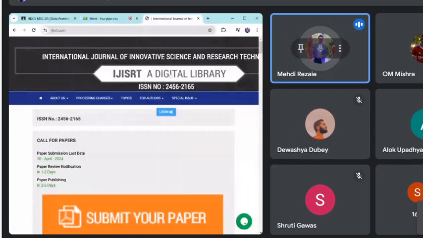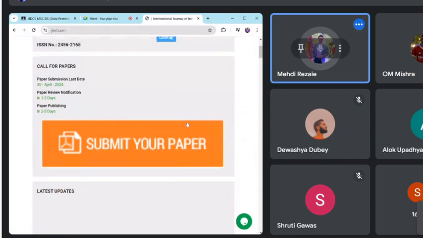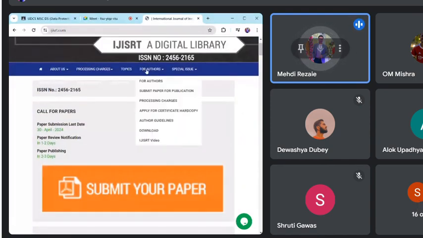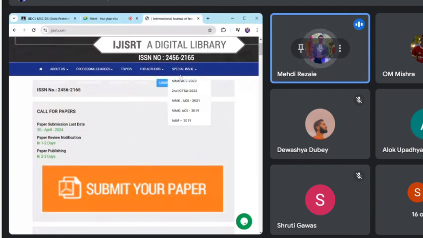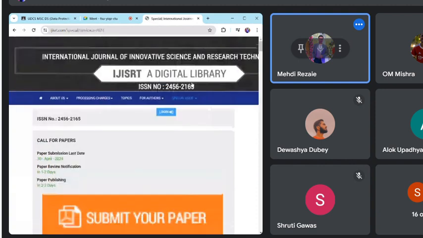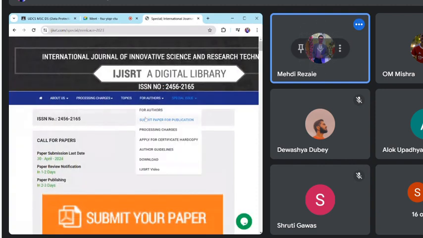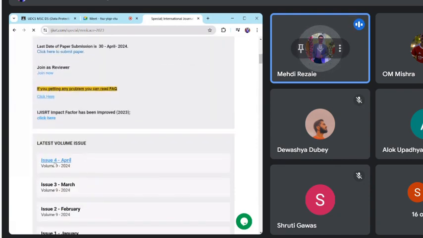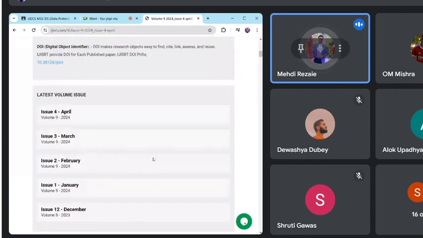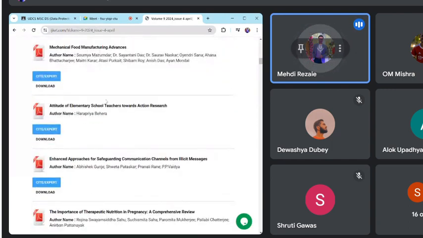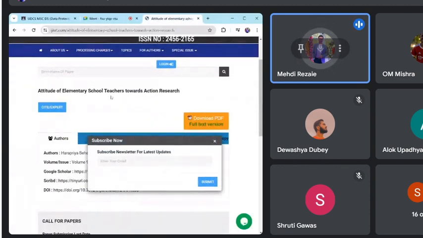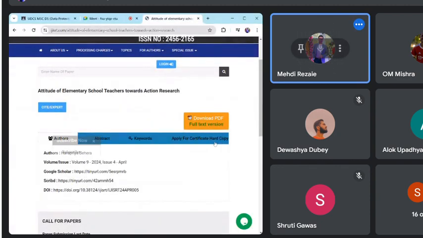I hope you can see this website, which is a journal where you submit your manuscripts. Let's say I go on a particular issue. These are special issues. Let me go to a particular volume, let's say April 2024. There will be some research papers here. As you can see, it will show you the details. Attitude of elementary school teachers towards action research.